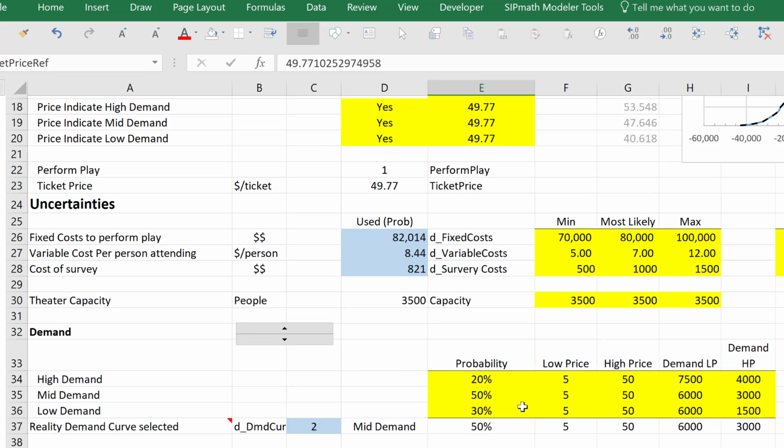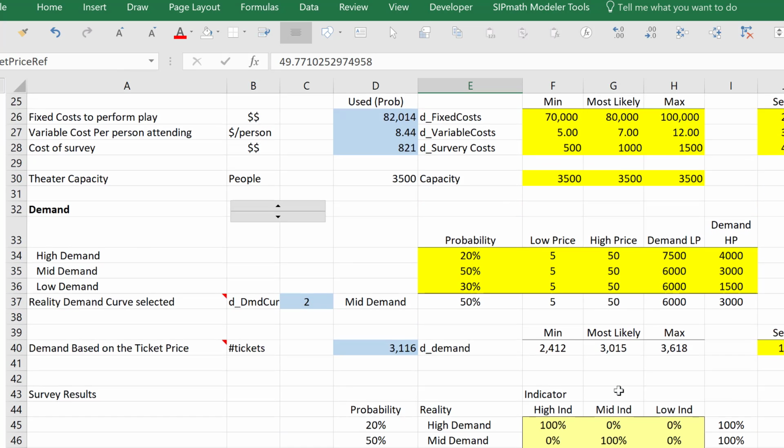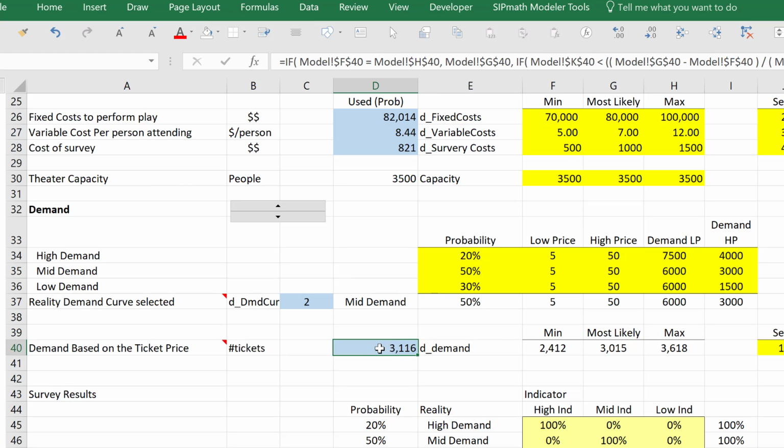We have various uncertainty costs that we've already talked about. The fixed cost to perform the play. We have variable cost per person attending. And we have the cost of the survey, which will come in later as well. There's also the capacity of the theater. The demand curves, we've already looked at. This is just describing those demand curves. And then we get down to the actual, based on the ticket price that we've selected, what is the demand?